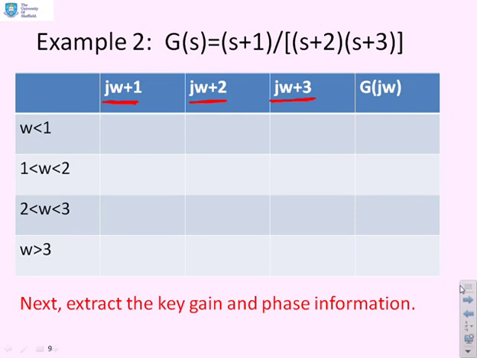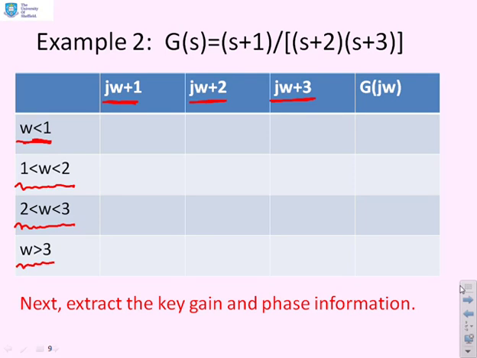And next, I've broken the frequency into the different domains based on those corner frequencies. So omega less than 1 for the first frequency, omega between 1 and 2, because that's between the first and second corner frequencies, omega between 2 and 3, that's between the second and third corner frequencies, and omega greater than 3, so omega greater than the biggest corner frequency.